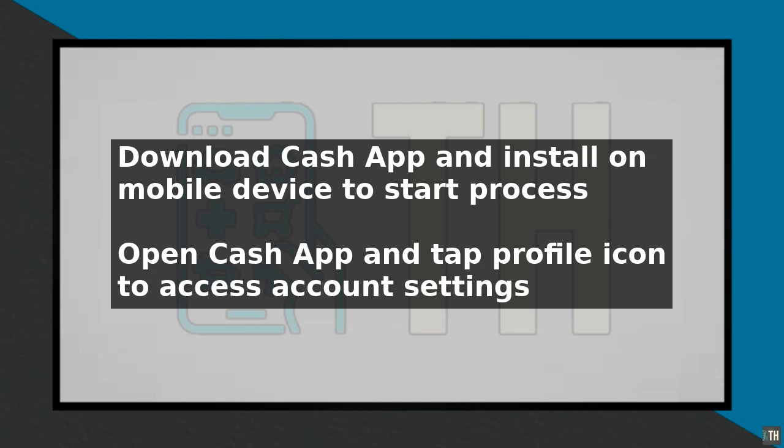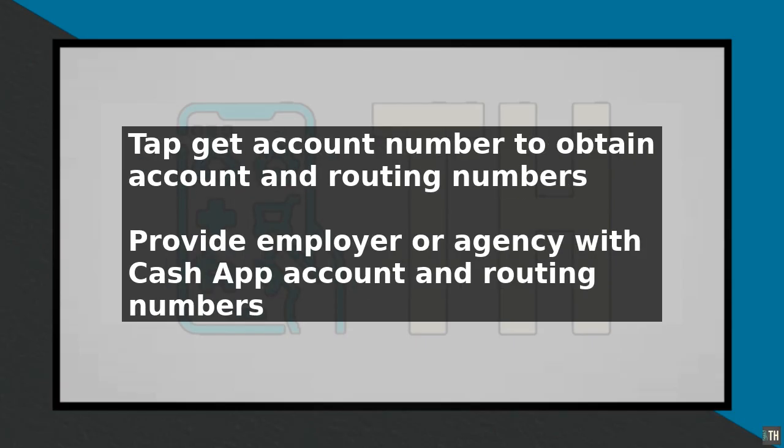First, open the Cash App and tap on the profile icon on the top right corner of the screen. Then, select Cash App account from the menu and scroll down to the direct deposit section. Tap on Get Account Number to obtain your account and routing numbers.